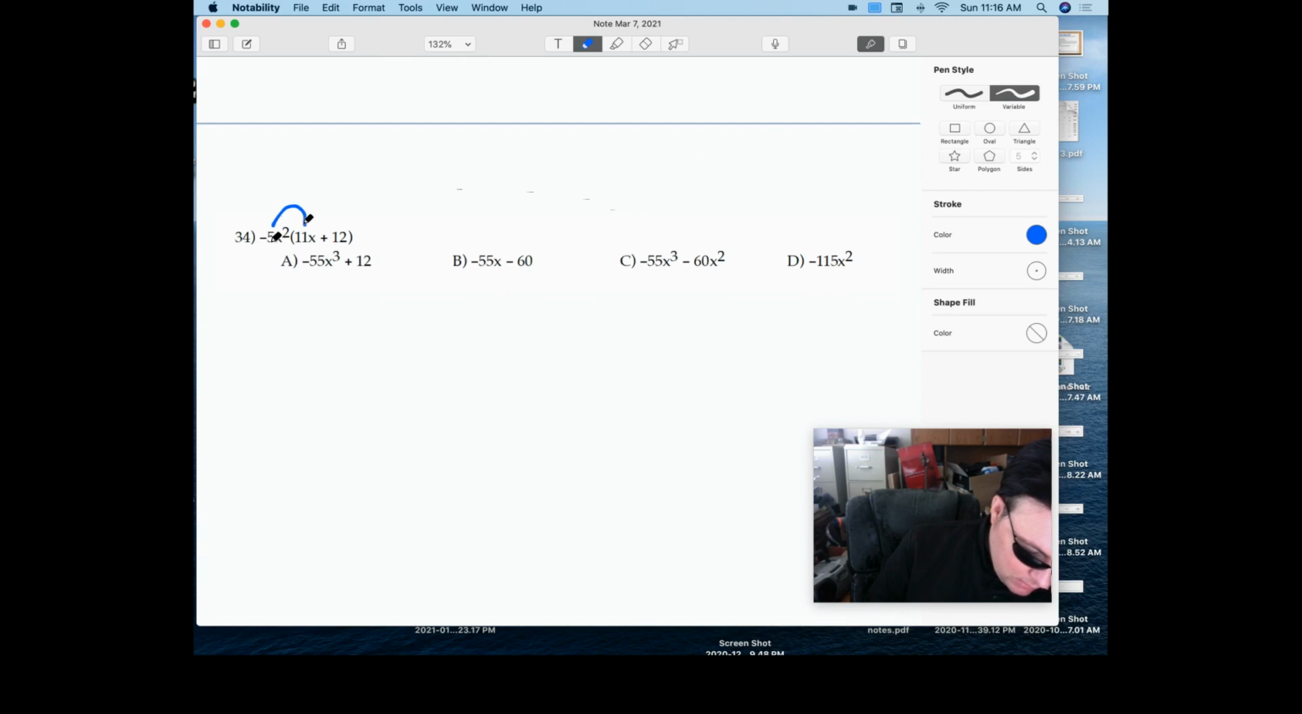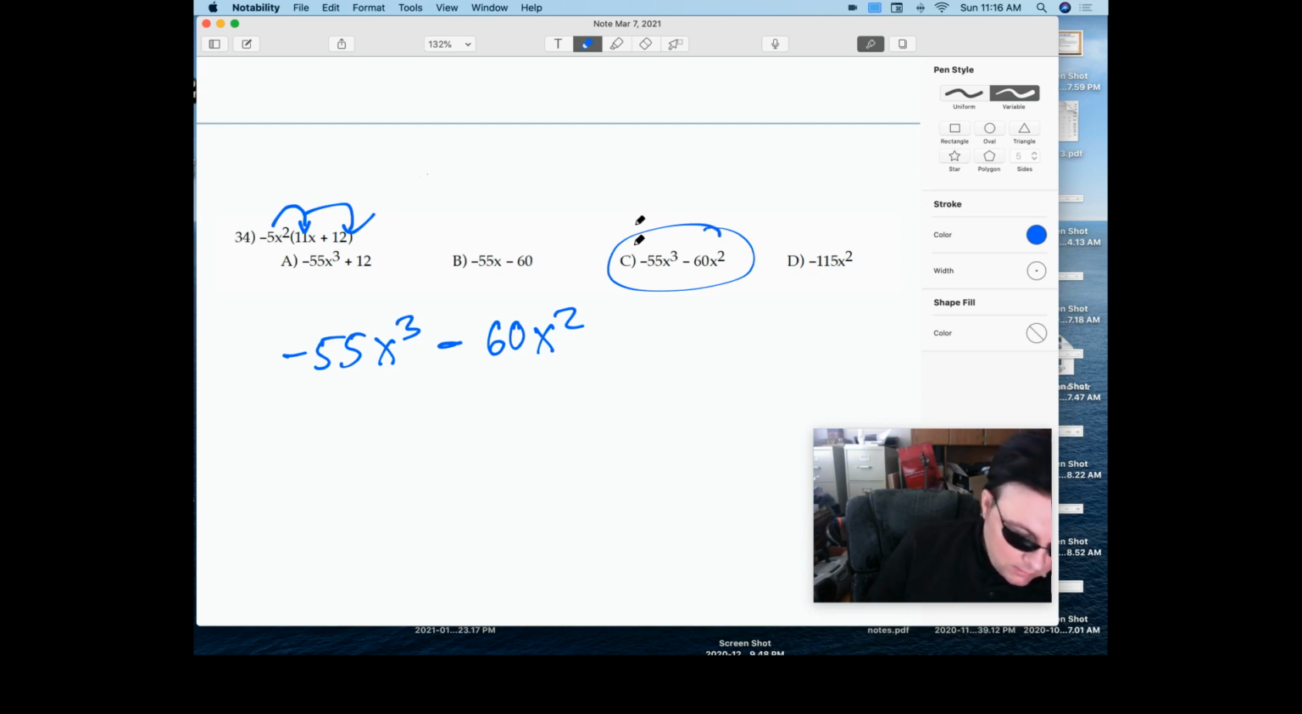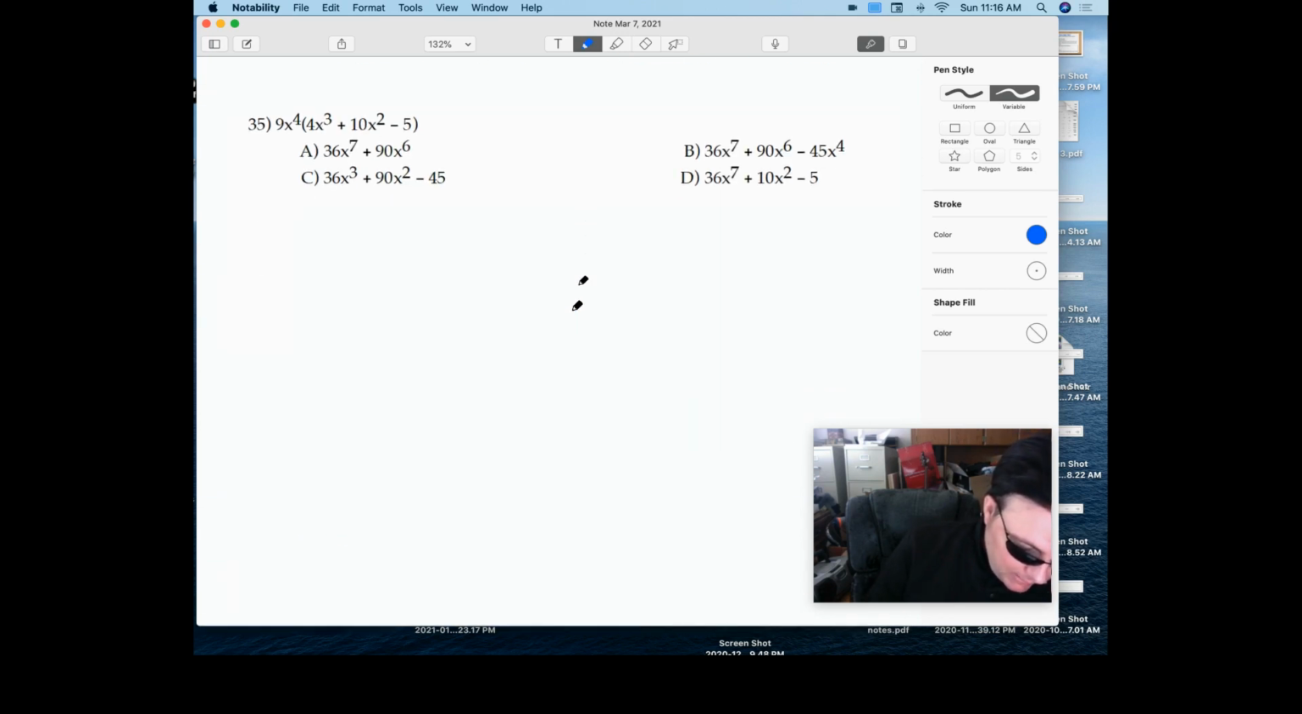And then we distribute. So more of the same, negative 55x cubed. And then we have to do 5 times 12, which is 60. Watch the sign, so it's negative 60x squared. There we have it.